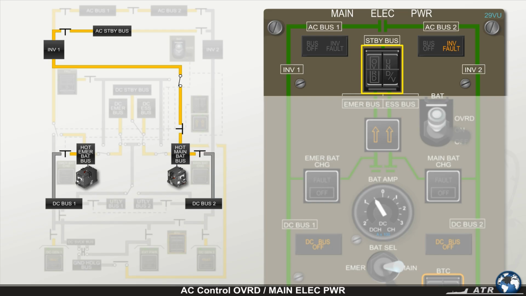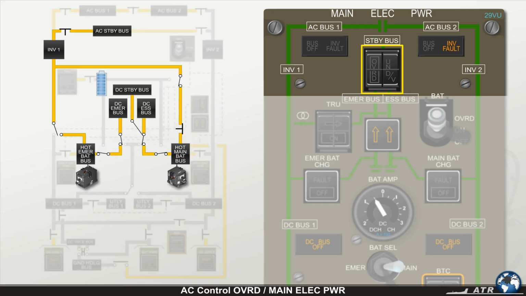If the batteries become the only DC power source available, and by consequence both main DC buses are de-energized, both inverter 1 and AC standby bus will be automatically supplied by the hot main battery bus. If the voltage of DC standby bus falls below 19.5 volts, the amber undervoltage illuminates in the right half of the push button. This situation also concerns the AC system because the static inverters need a minimum of 18-volt DC for proper operation.